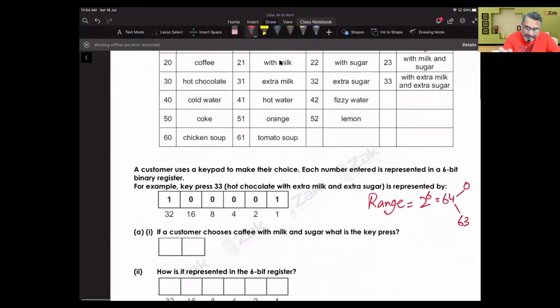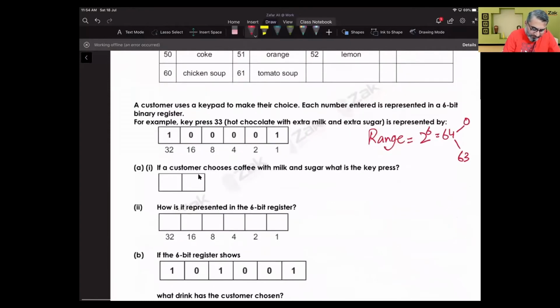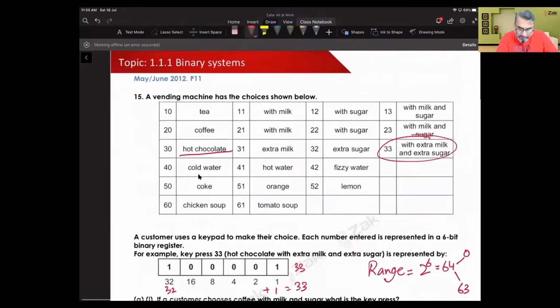Now, a customer uses a keypad to make their choice. Each number entered is represented in a 6-bit binary register. For example, key press 33 is hot chocolate with extra milk and sugar. So this is 32 plus 1, which is equal to 33. Hot chocolate with milk and extra sugar, that is 33. Okay, get the idea?